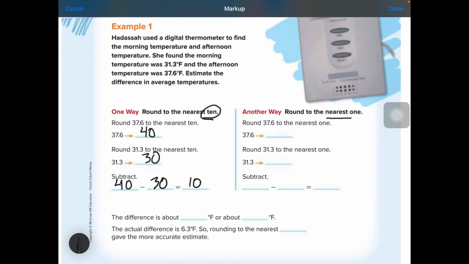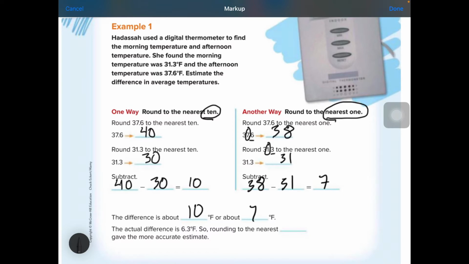Another way is we can round to the nearest 1, a different place value. We can round 36.6 to the nearest 1, which means that's our target, and that's going to round it to 38. We can round 31.1 to the nearest 1, that's our target, that's going to make it stay at 31. So then we can subtract 38 minus 31 to get the answer of 7, which is a more precise answer. So the difference is about 10 Fahrenheit or about 7 Fahrenheit.